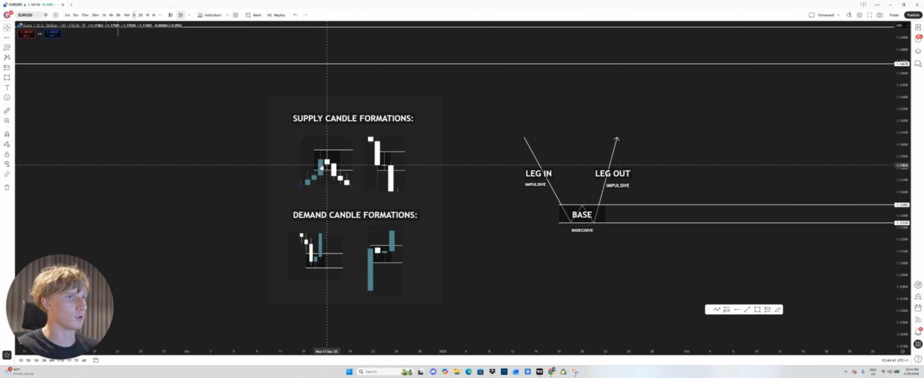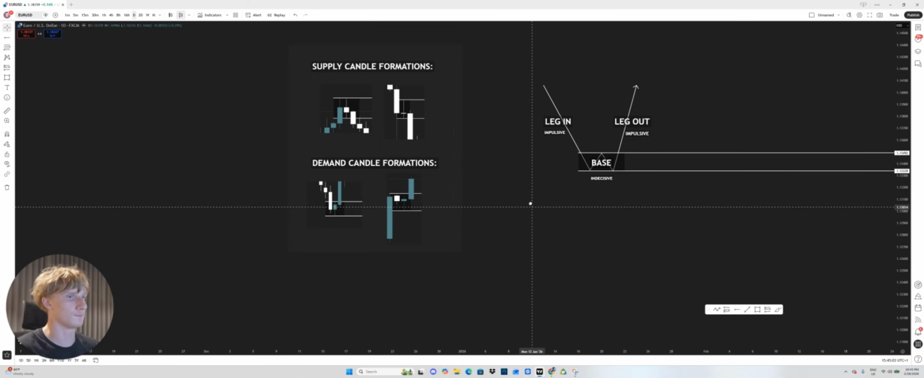we can see here we have an impulsive candle on the way in, not super impulsive, right? But in comparison to the body, once again, the body is bigger. Then at the top, we have an indecisive candle followed by an impulsive candle out. Once again, here, another supply formation. Impulsive candle followed by indecisive candle followed by impulsive candle.